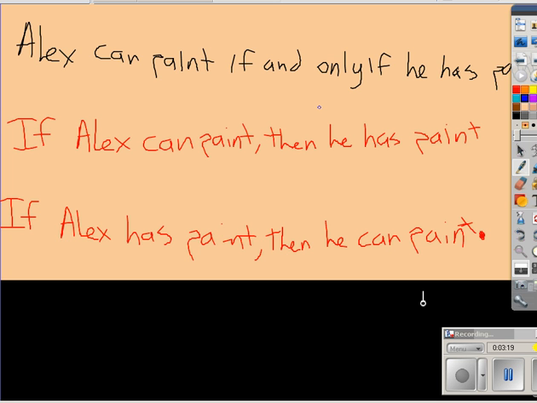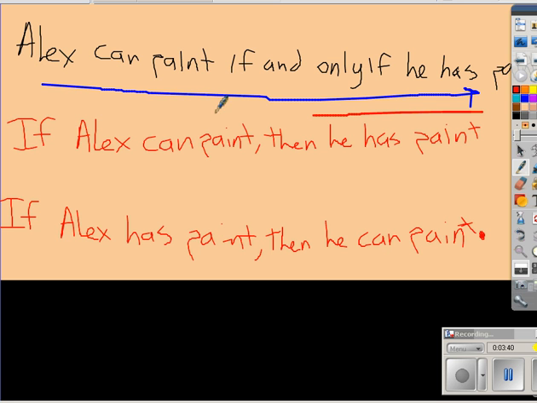So I'll say that one more time with big vocabulary. The biconditional statement is a combination of the conditional and the converse. What that really means is this black biconditional statement here, we can read it going forwards: if Alex can paint, then he has paint. And we can read it going backwards: if he has paint, then Alex can paint. And that's what our biconditional statement allows us to do.